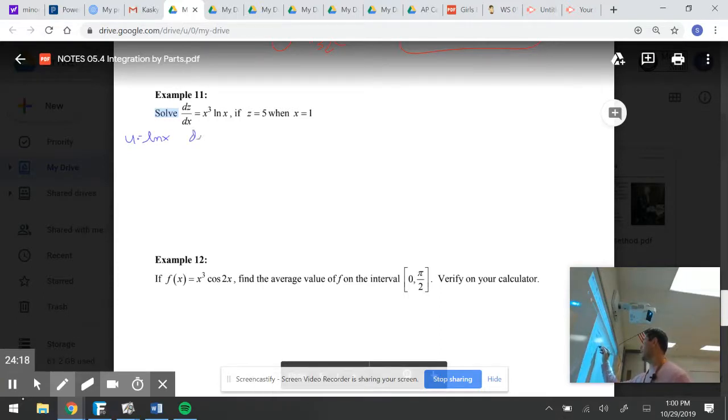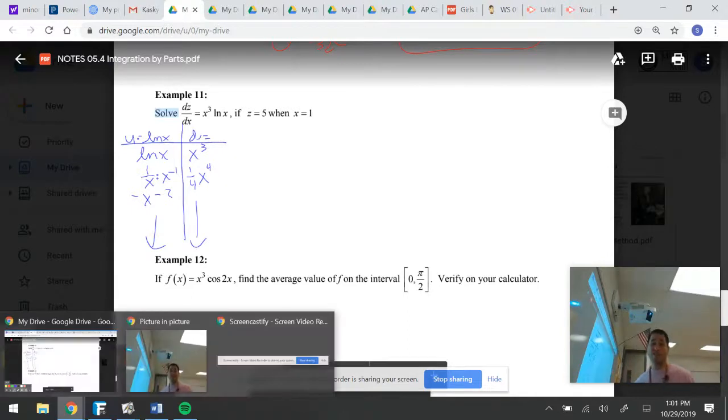And my dv would be x to the 3rd, right? And this is okay, you could take antiderivatives here. But the one thing you notice when I take derivatives, that's x to the -1, that would be negative x to the -2. Nothing exhausts. And when nothing exhausts, that means the tabular method won't work.